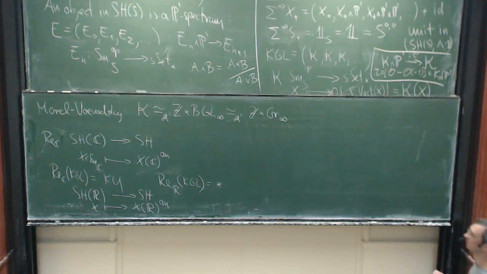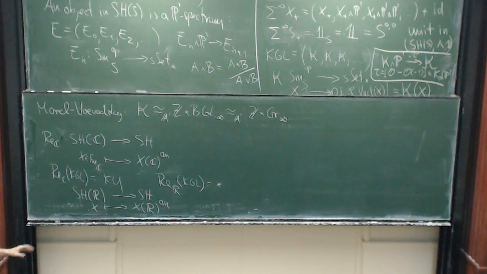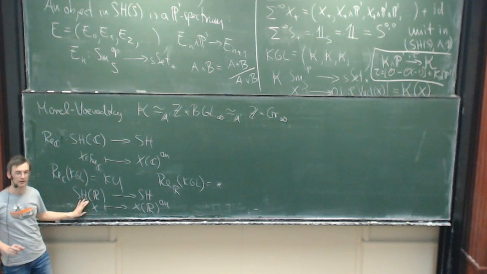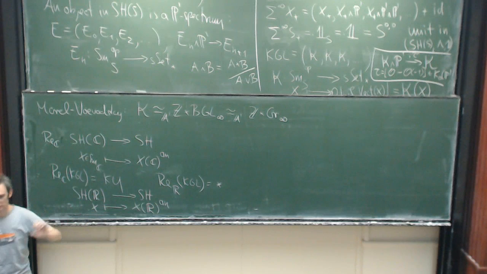I can define this functor to land in a genuine C2 spectrum. And what I described here is what happens to the generators of this category. And then I say I want this to be the triangulated colimit preserving extension. And from this you basically get the geometric fixed points.